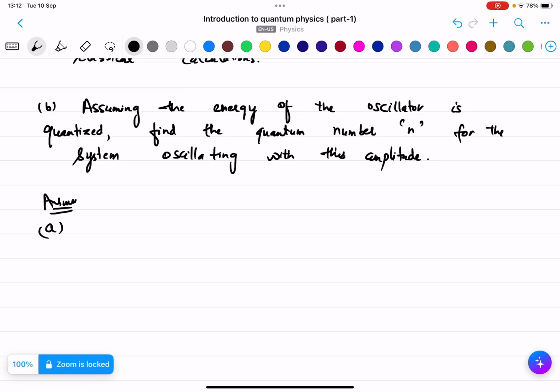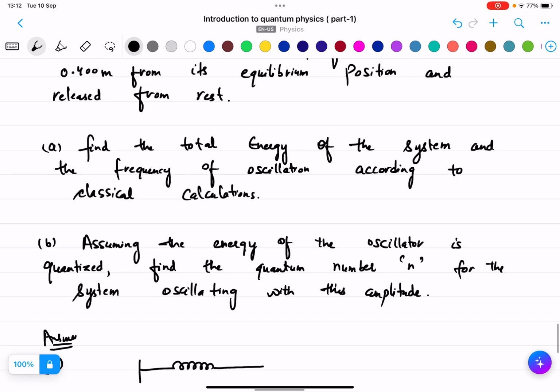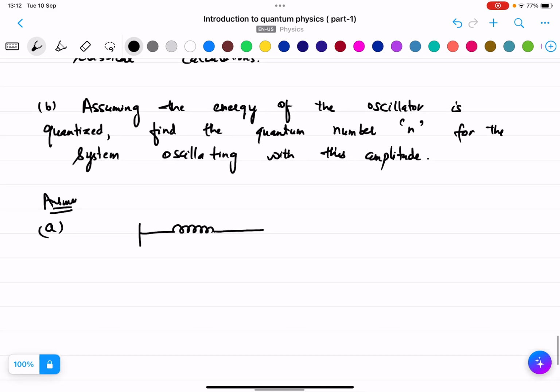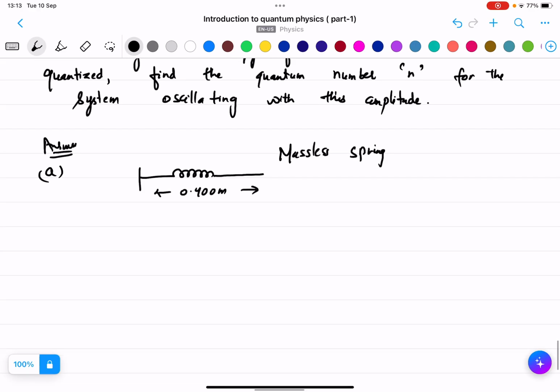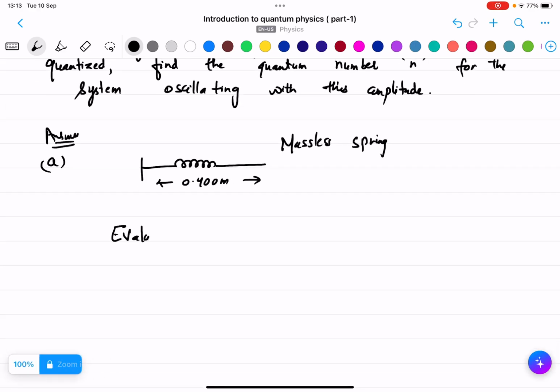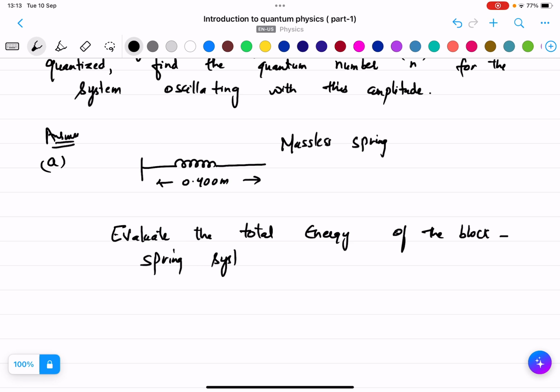First of all, there is a spring like this. It is stretched by 0.400 meter. It is a massless spring. Please remember, when you do any physics question, you need to visualize it. You need to always make the figure. Now we will evaluate the total energy of the block and spring system.